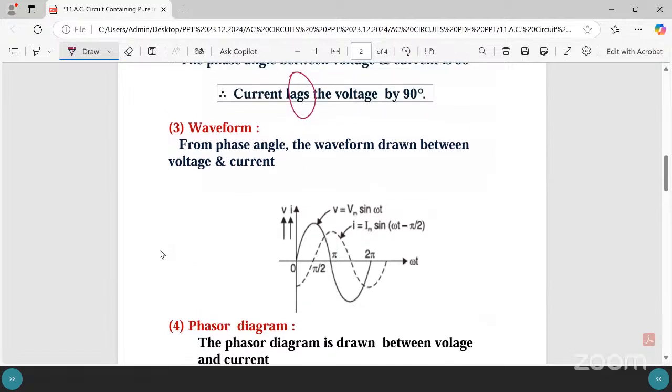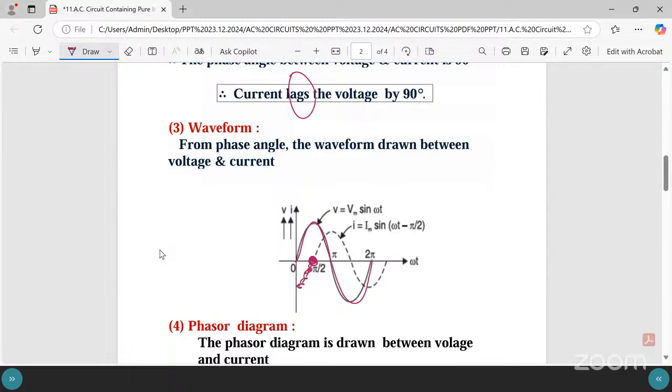First voltage will start. Don't get confused about this one. After exactly 90 degrees, current will start. First voltage will start, and after 90 degrees, current will flow. That's why it is called current lags. Is that clear to all of you? From here we have to start.